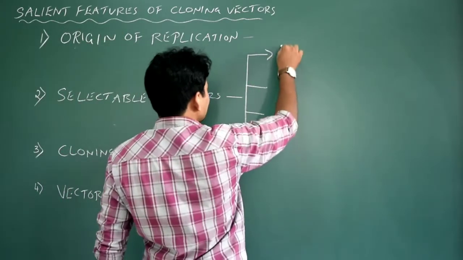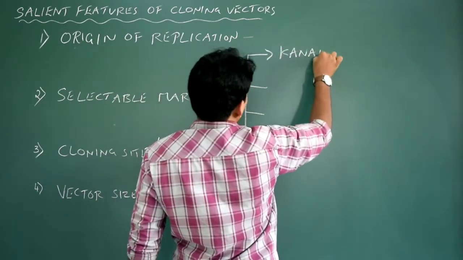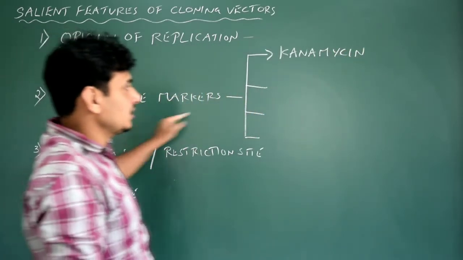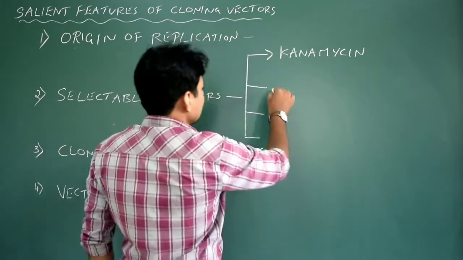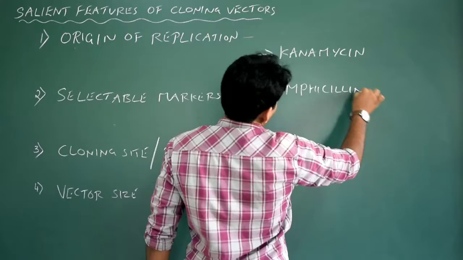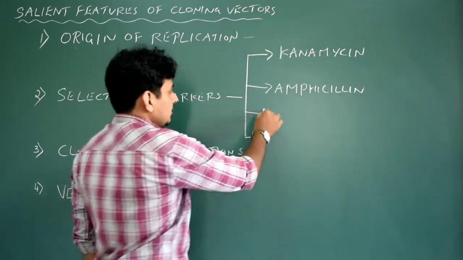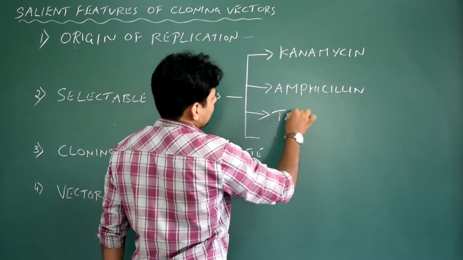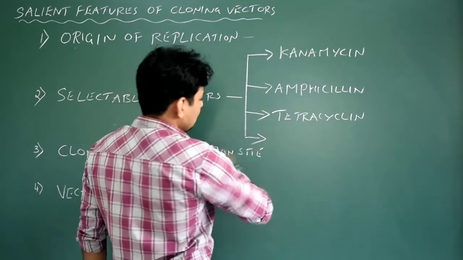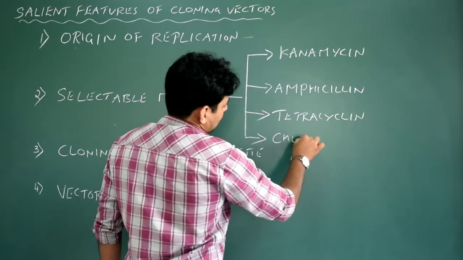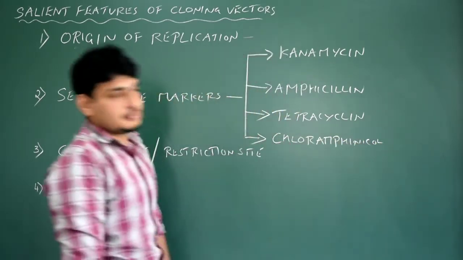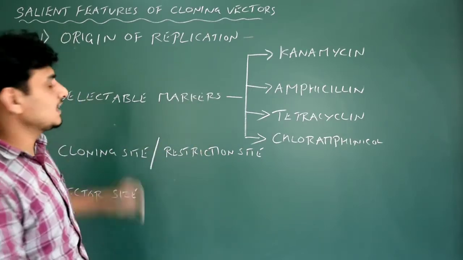The first one, let me write, is kanamycin. Very important, please write down the selectable markers used in genetic engineering. You get kanamycin as one. Next is ampicillin, as an antibiotic. The third one is tetracycline. Tetracycline can also be used. The fourth one is chloramphenicol. So these are the 4 different types of selectable markers.